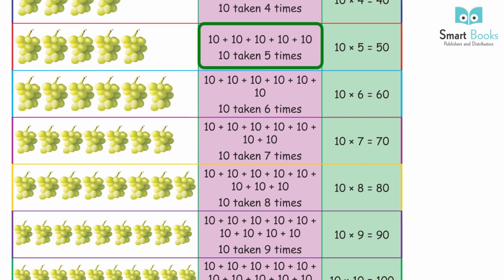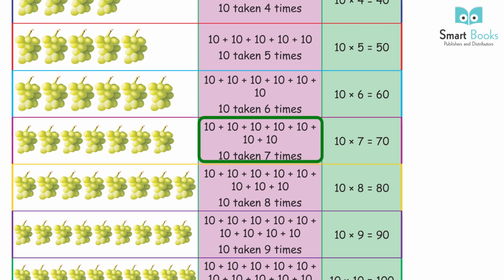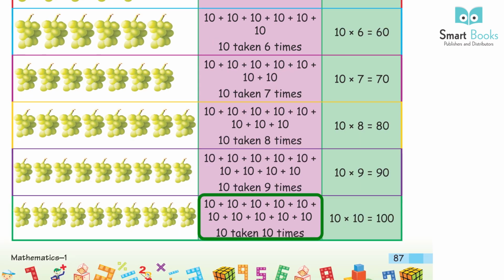10 taken 5 times, 10 into 5 is equal to 50. 10 taken 6 times, 10 into 6 is equal to 60. 10 taken 7 times, 10 into 7 is equal to 70. 10 taken 8 times, 10 into 8 is equal to 80. 10 taken 9 times, 10 into 9 is equal to 90. 10 taken 10 times, 10 into 10 is equal to 100.